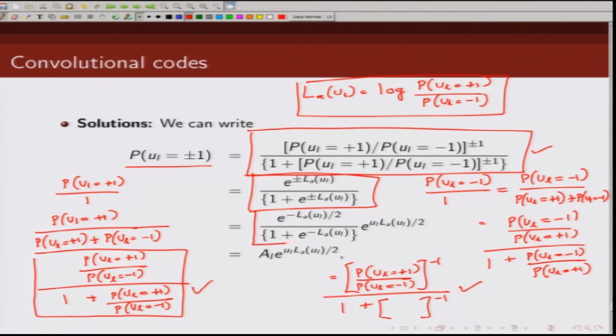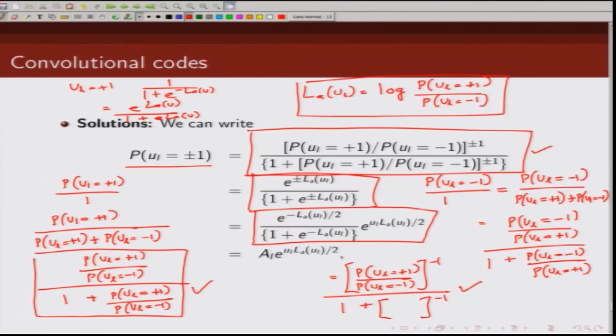into this expression. You can see when UL is plus 1, what do we get? This is e raised to power LA UL by 2 and e raised to power minus LA by 2. So, this will be basically 1. So, this will be 1 times 1 plus e raised to power minus LA U, which can be written as e^(LAU) over 1 plus e^(LAU). This is precisely what I have written here.